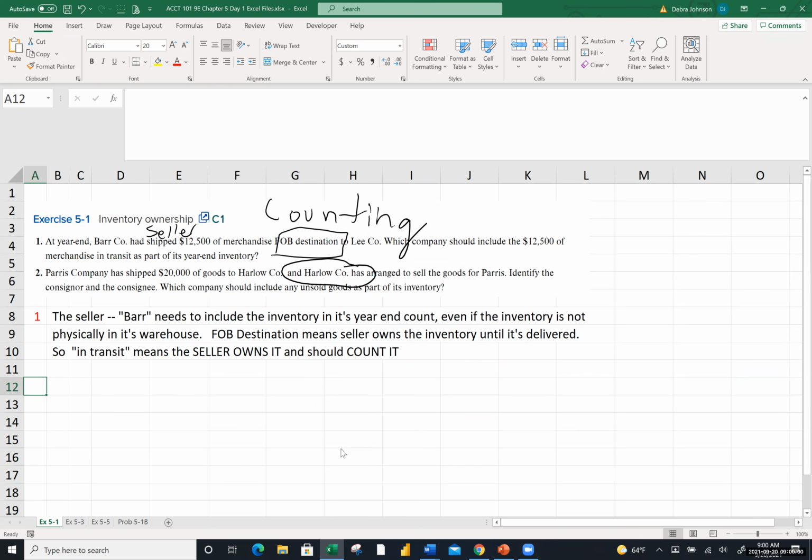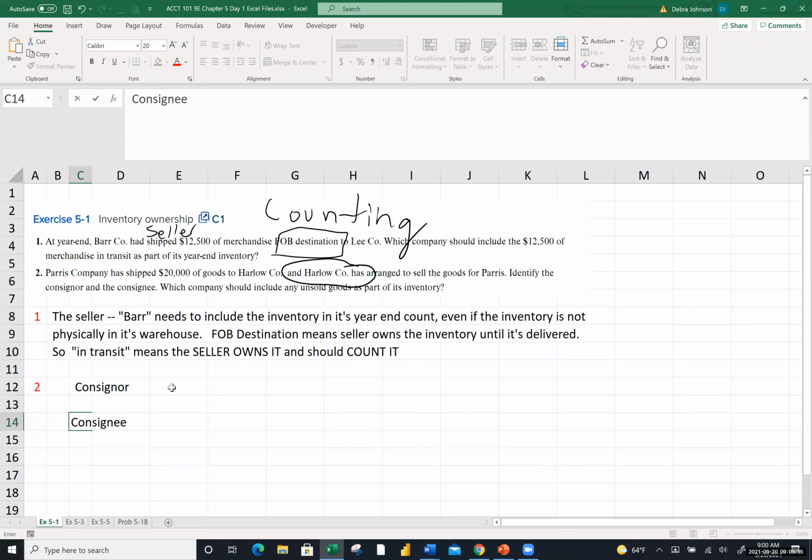I'm going to read it one more time. Paris has shipped 20,000 goods to Harlow. So Harlow has the physical goods in its hands, but that's not who it belongs to. It's back to that Michael's example. Michael's has the physical goods in their hands, but it's not theirs. So who should be counting it is whoever owns the goods. In this case, it's called the consignor. So this question asks you, who's the consignor and who's the consignee?